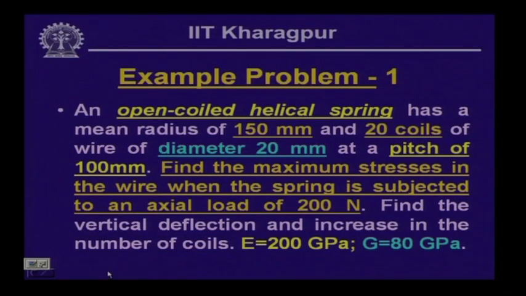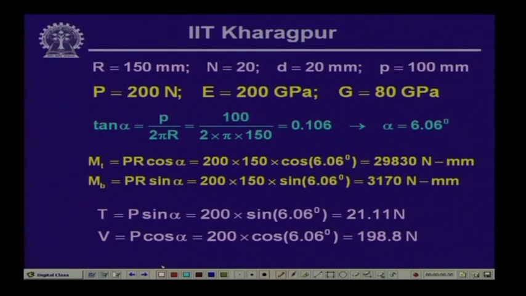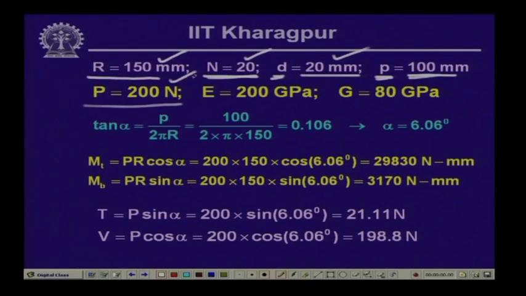Now, let us look into what the values given are and how we compute the rest of the stresses. The values given are capital R as 150 millimeter, number of coils N is 20, the d, the diameter of the wire, is 20 millimeter, and the pitch of the helix is 100 millimeter. Capital P, the load which is acting, is 200 Newton, value of E is 200 GPa and G is 80 GPa.